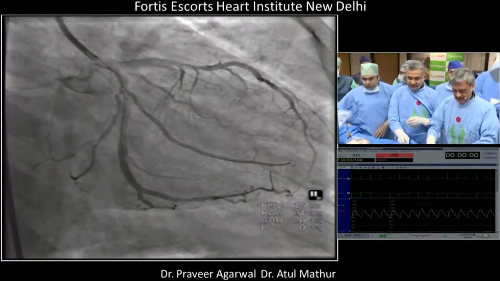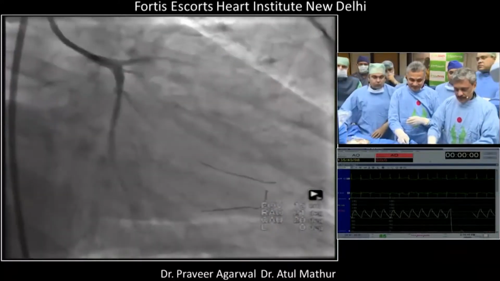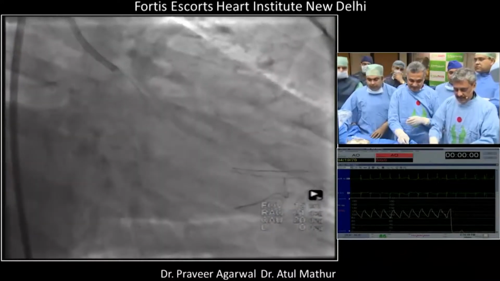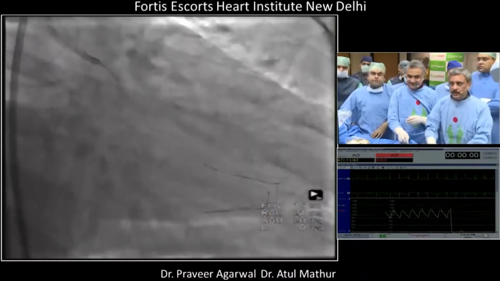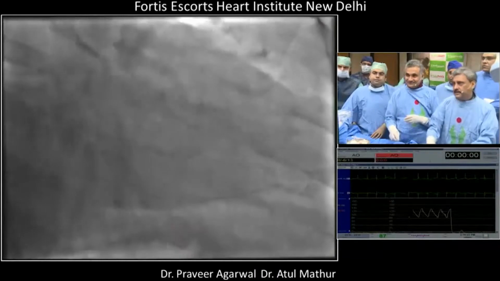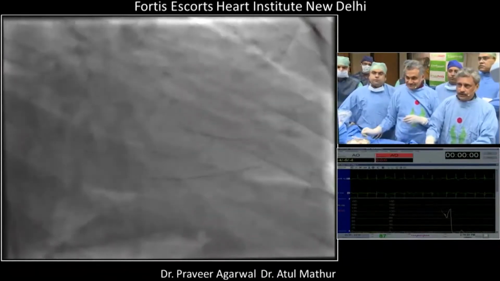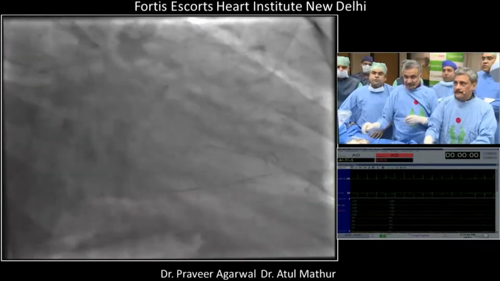Yeah, I think... No, we have a strategy for that, because we'll have to put an extra stent in the OM beyond the side branch extension. So we still have an option. If you want, we can show you that. Right now we are just preparing the bed.